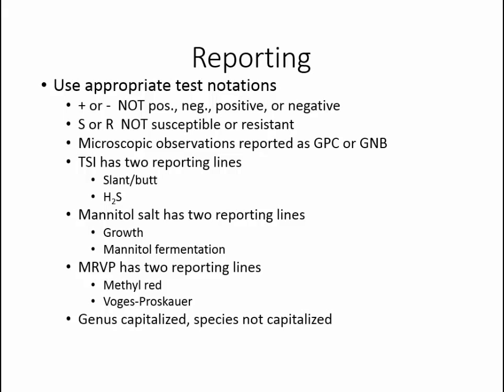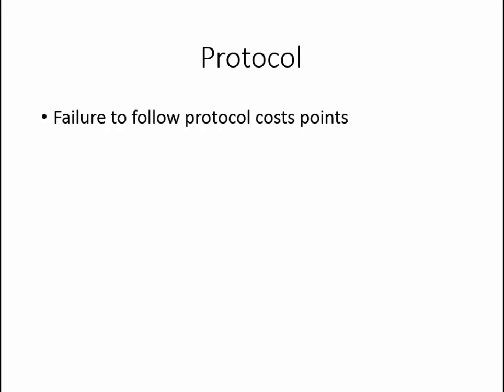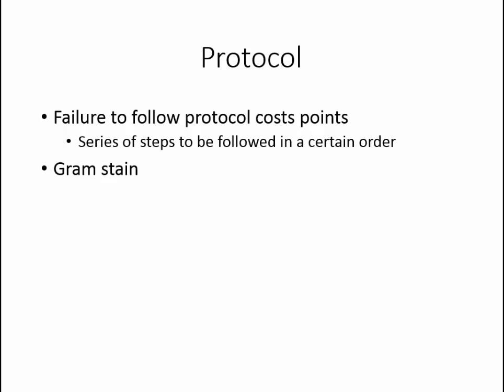Be sure to remember that genus is capitalized, species is not. And be sure that all of the required elements are included in your colonial morphology report. Failure to follow protocol will cost you points. A protocol is just a series of steps to be followed in a certain order. The protocol for identifying your unknown is your Gram stain first. You need to know what kind of organism you're working with.